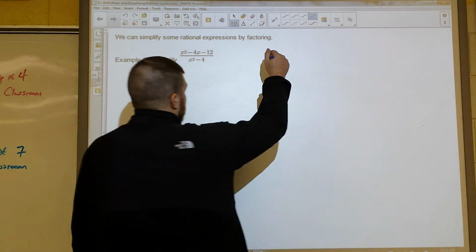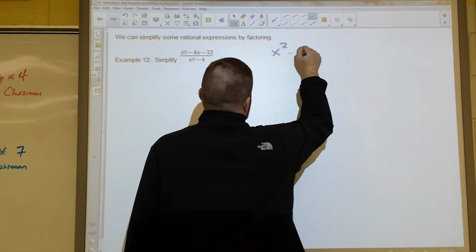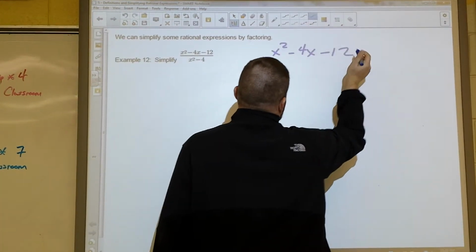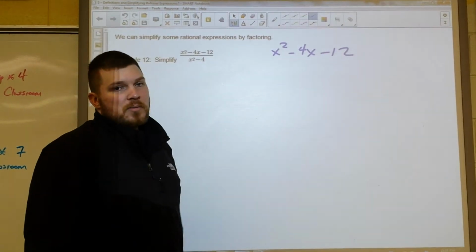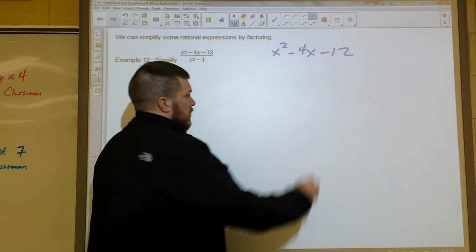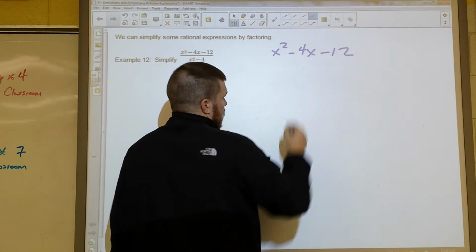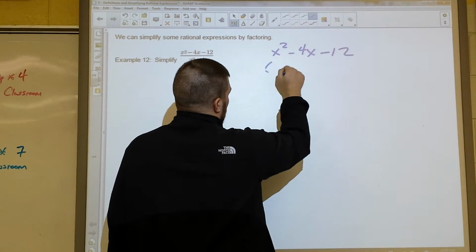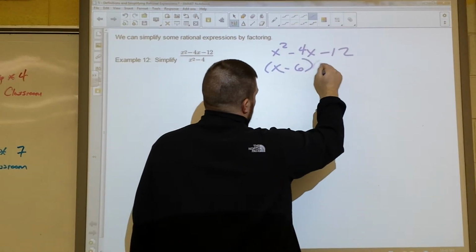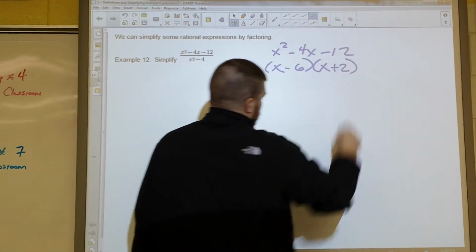So let's just factor the top. X squared minus 4x minus 12. Okay, well this is a three-piece trinomial, so I'm going to use the bottoms-up method. What I'm looking for are factors of negative 12 that add up to negative 4. So if I think about that, that's going to be x minus 6 and x plus 2.